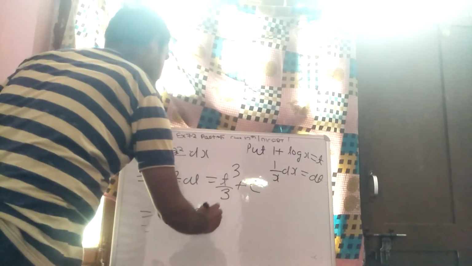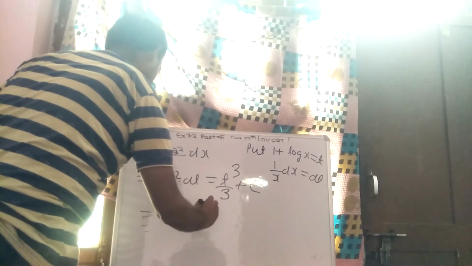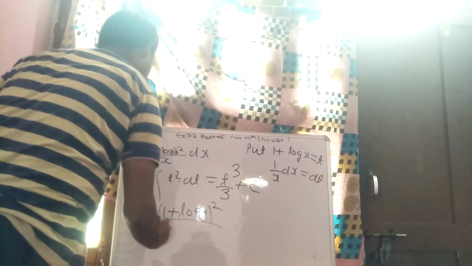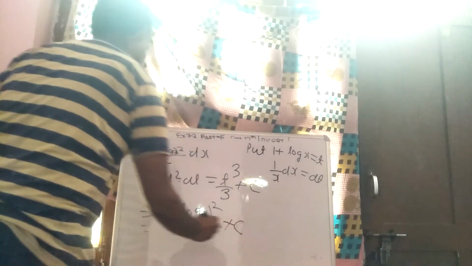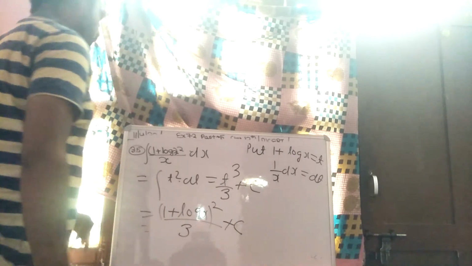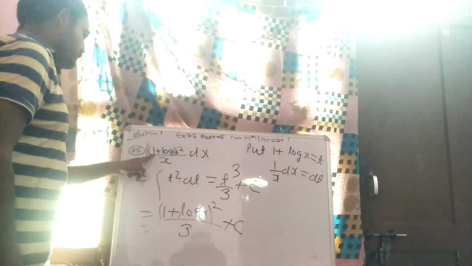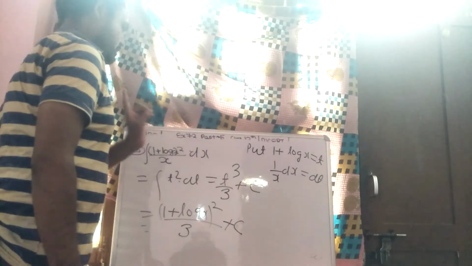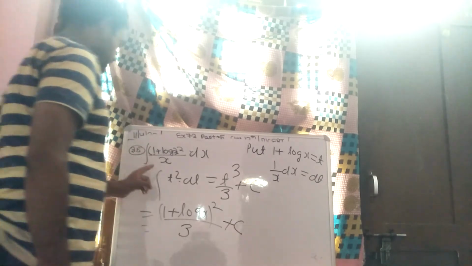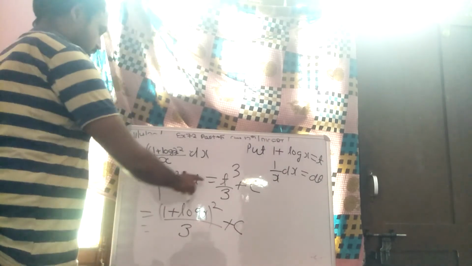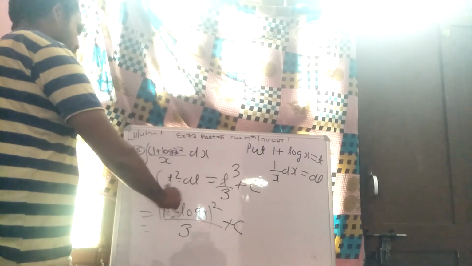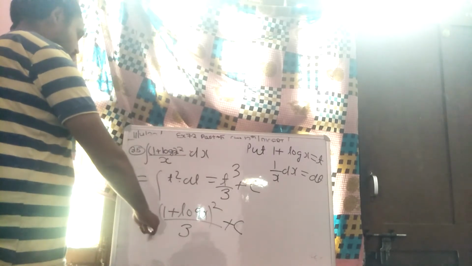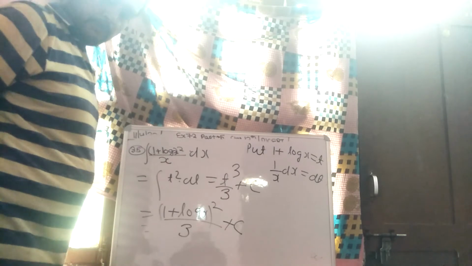power 2 upon 3. We have to explain and check. Question is (1 plus log x) to the power, upon x. We have to put 1 plus log x equal to t, then 1 upon x into dx equal to dt, and this is t square into dt, the value of t cube upon 3, and we put the value of t, 1 plus log x to the power upon 3.